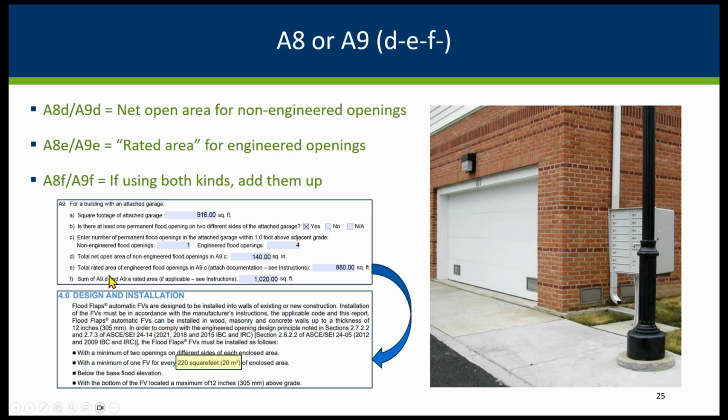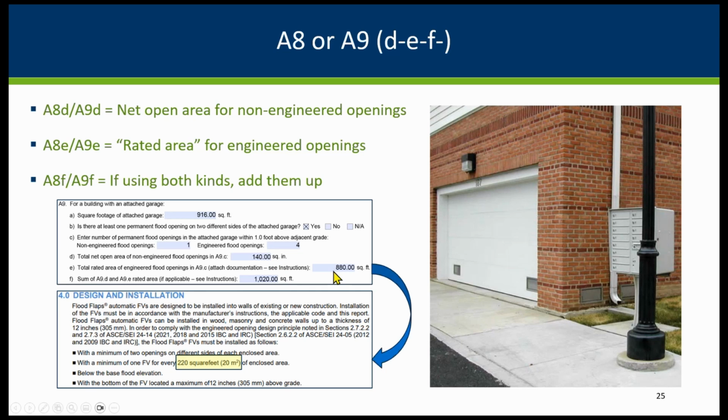And new for the elevation certificate, I believe if you're using both kinds, engineered and non-engineered, you can add up the amount of space. So we'll just quickly go through this. In our example here below, we've got one non-engineered flood opening. They got their caliper out and they measured 140 square inches. Now, keep in mind, FEMA has a 1-to-1 ratio. So that's going to cover 140 square feet of enclosed area.